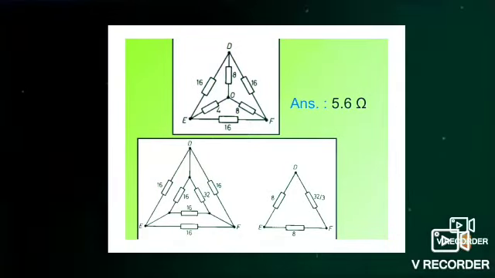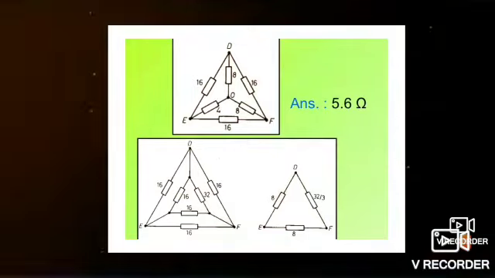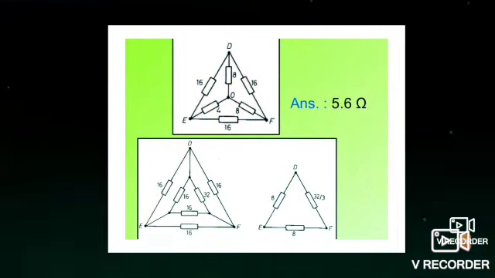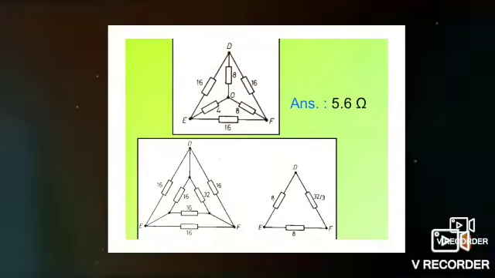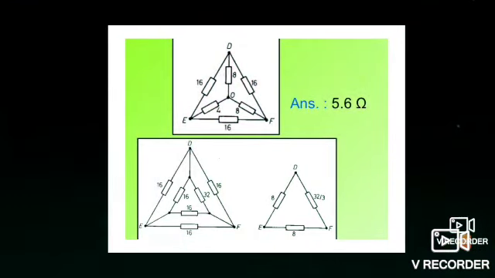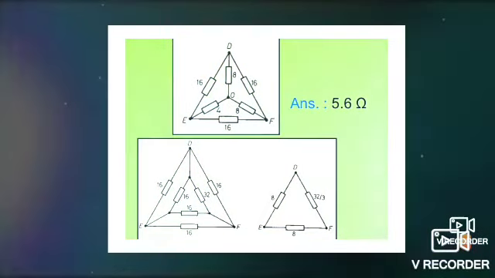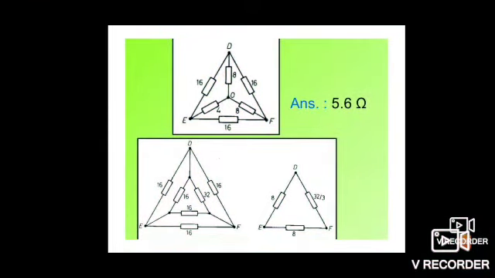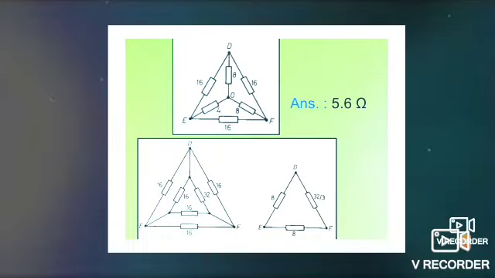16 ohm and 16 ohm are parallel means 16 into 16 divided by 16 plus 16 for both E and D and E and F. For D and F, 32 into 16 divided by 32 plus 16. So the answer for E and D and E and F is 8 ohm and for D and F is 32 by 3 ohm. Now these three are in series. For E and F, these three are in series. The answer is 5.6 ohm.